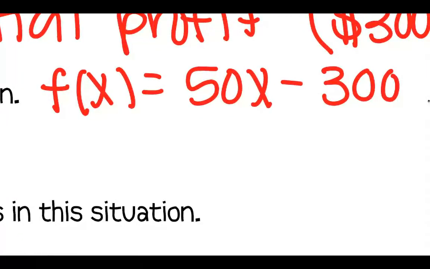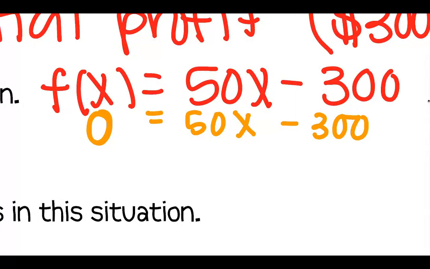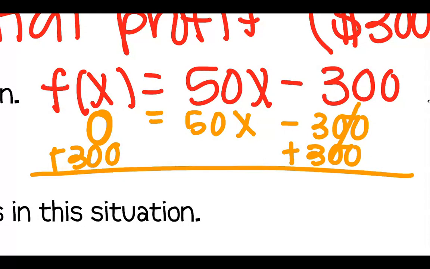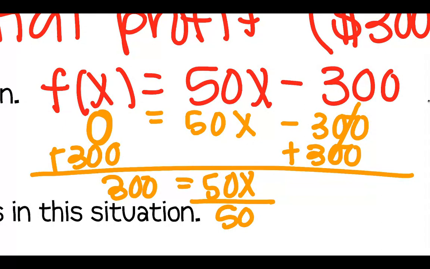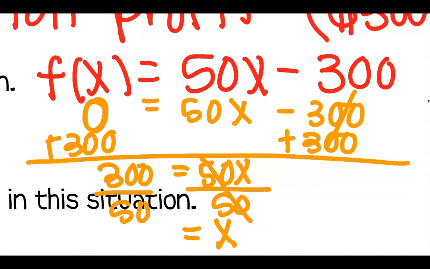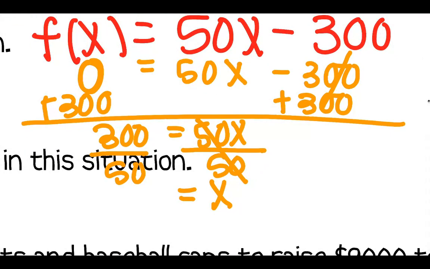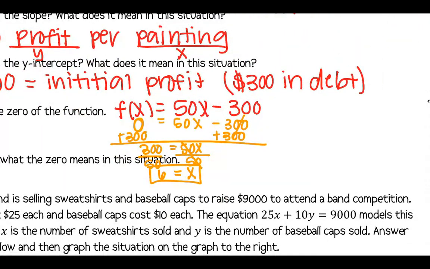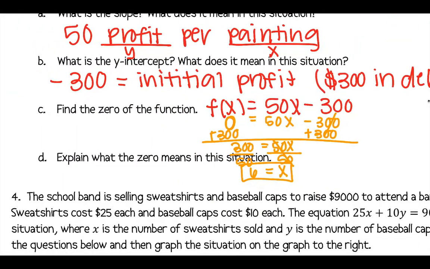If I'm looking for the zero, I'm going to plug in 0 for y and solve for x. Remember, f of x is just a fancy way of saying y. Plus 300, plus 300. So I've got 300 equals 50x. Divide by 50, divide by 50, and I have x equals 6. So the zero of this function would be 6.